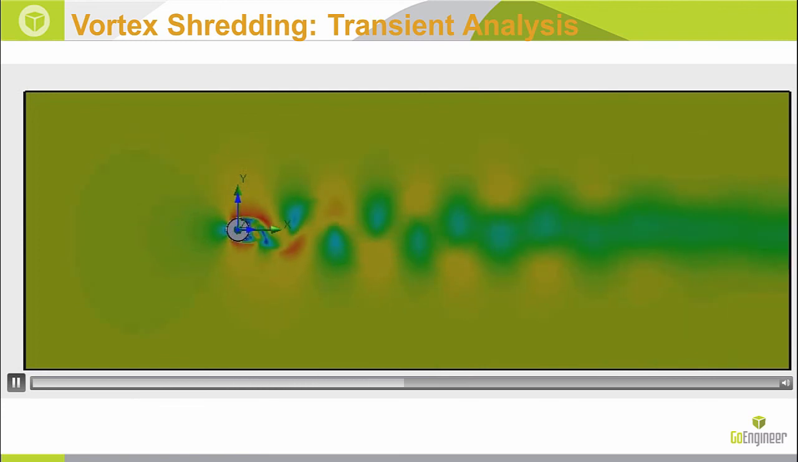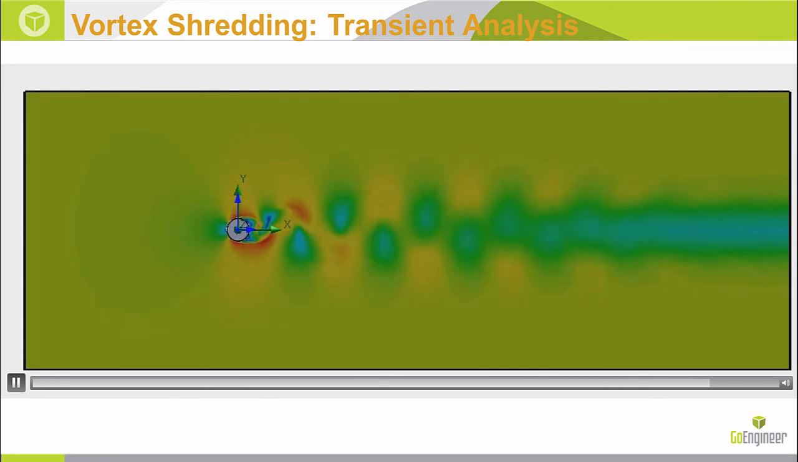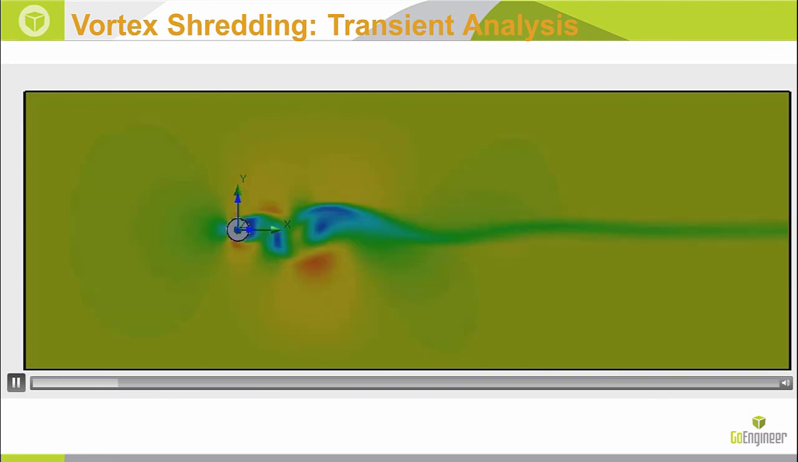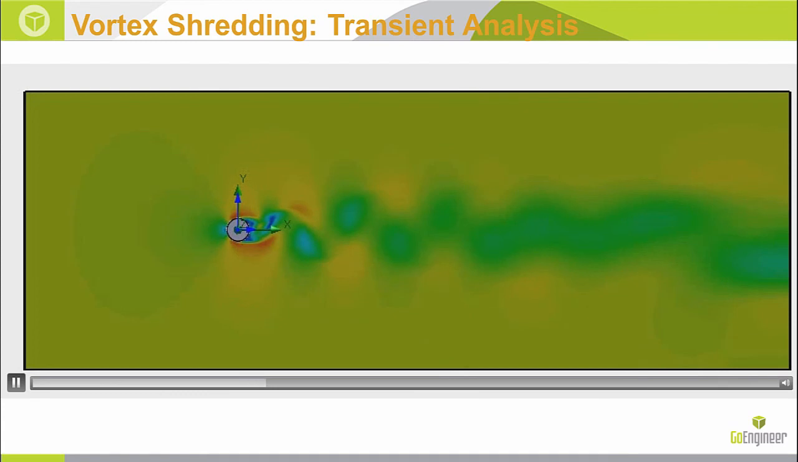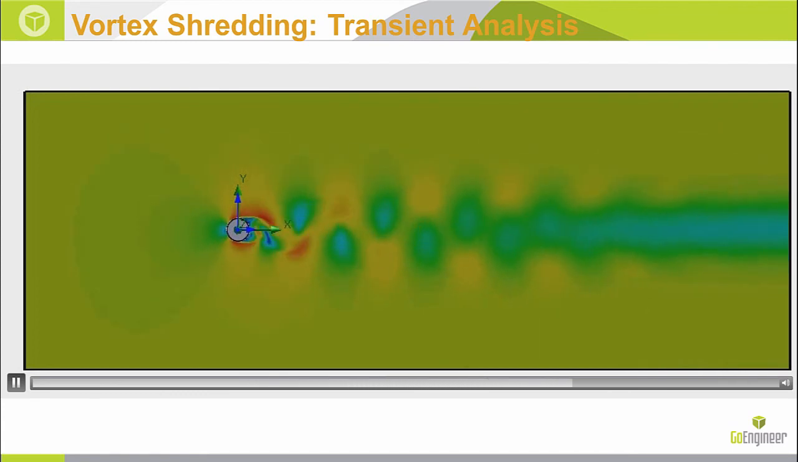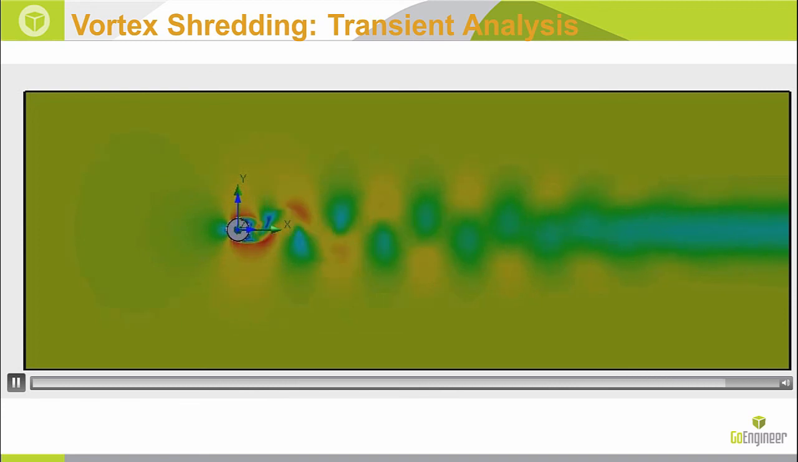So if you're not seeing convergence of your solution, one reason might be to switch to a transient analysis for a relatively longer length of time to see if you reach convergence based on a transient analysis.